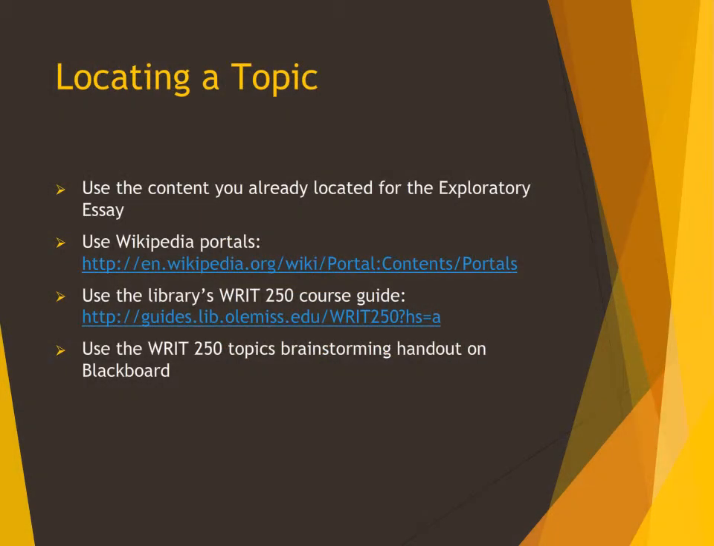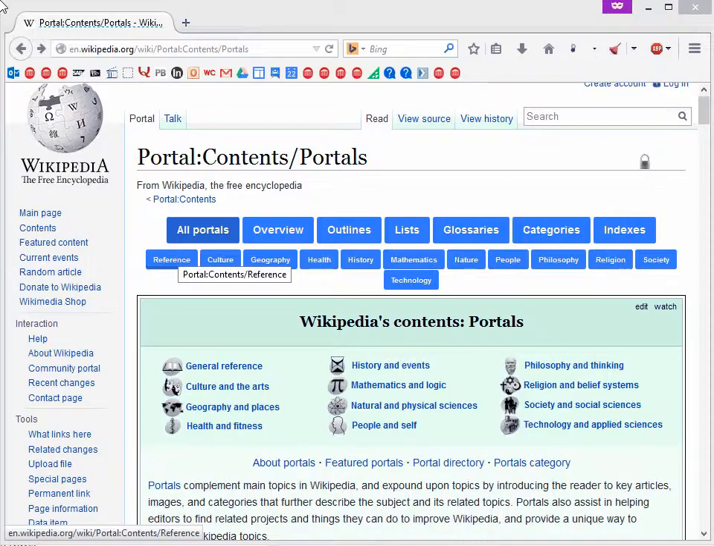What are some other ways you can locate a topic? Other than using the content you already located for the exploratory essay, you can use Wikipedia portals. Wikipedia portals are a great way to explore subjects and locate issues. Find a portal related to your major and spend some time reading random articles. You might find something that interests you.